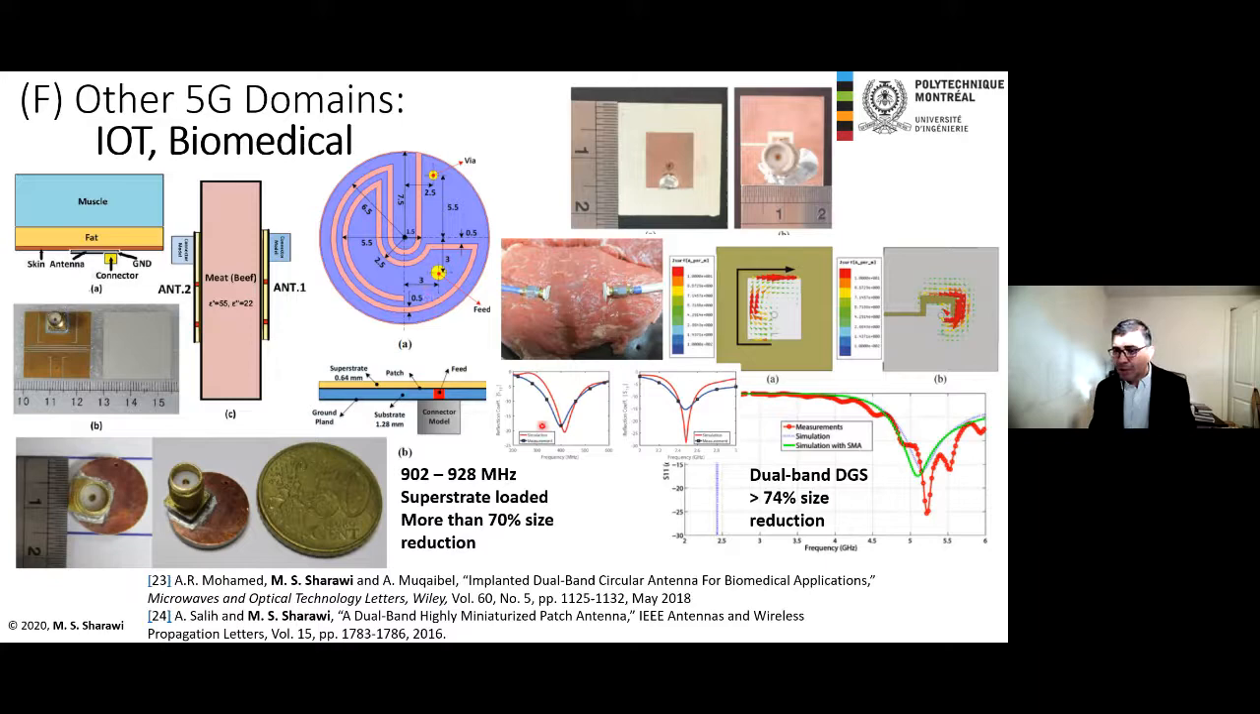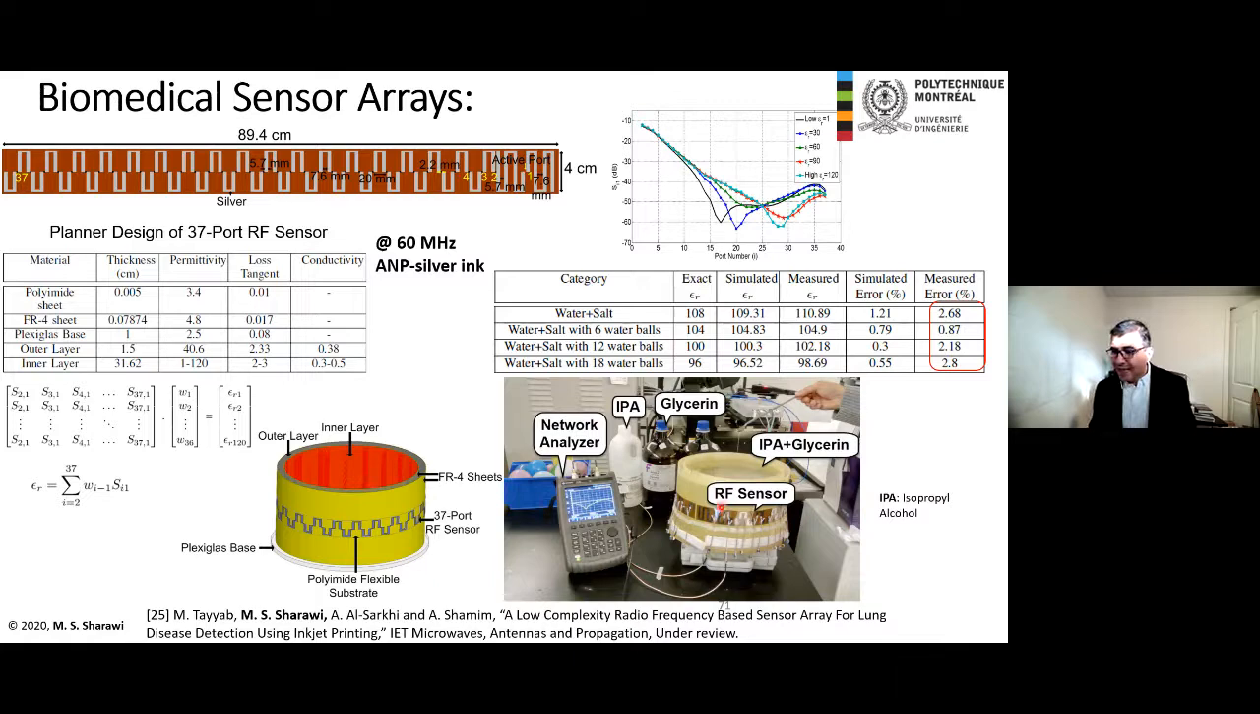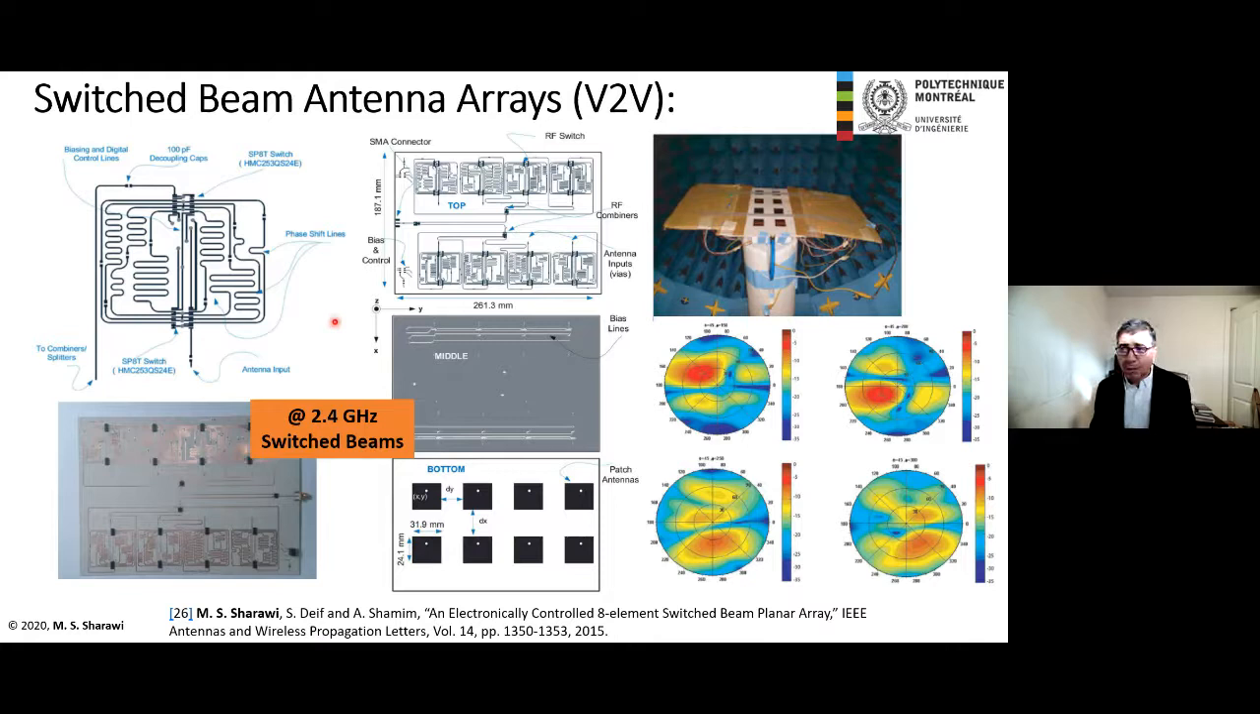We've developed also biomedical sensors to detect the amount of water inside the lungs. We succeeded with that. And we developed also switched beam antenna arrays for vehicle-to-vehicle communications, for UGVs, for ground vehicles. And as you can see here, the patterns were shifted and tilted based on the switching combinations.